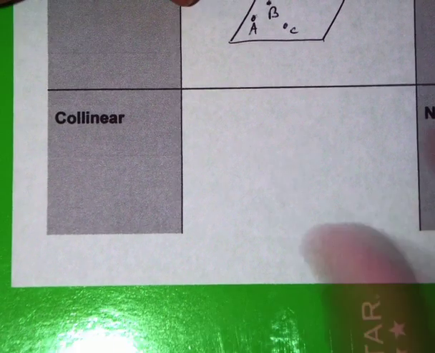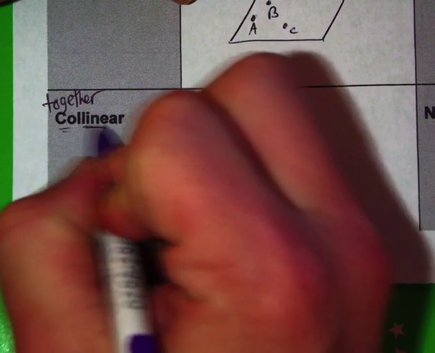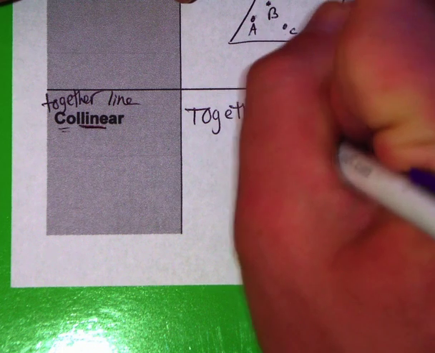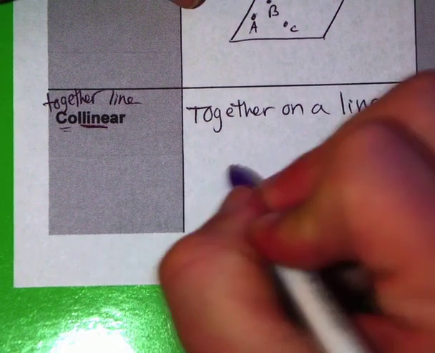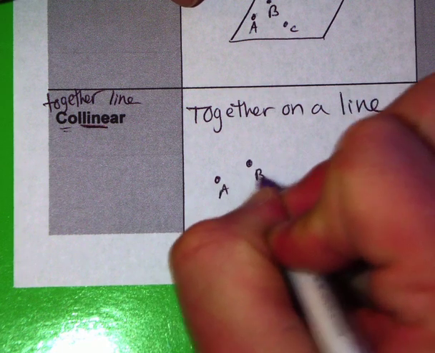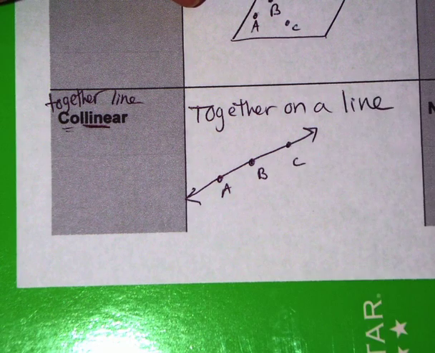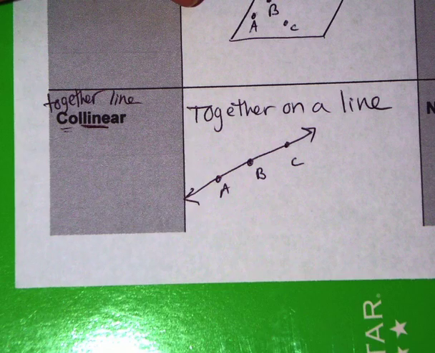Okay, let's come over here. Let's try collinear. The prefix co again means together. But what does linear mean? Well, if you look in there, you see the word line. Together on a line. So an example of collinear points might be A, B, C. Points A, B, and C are together on a line, meaning points A, B, and C are collinear.